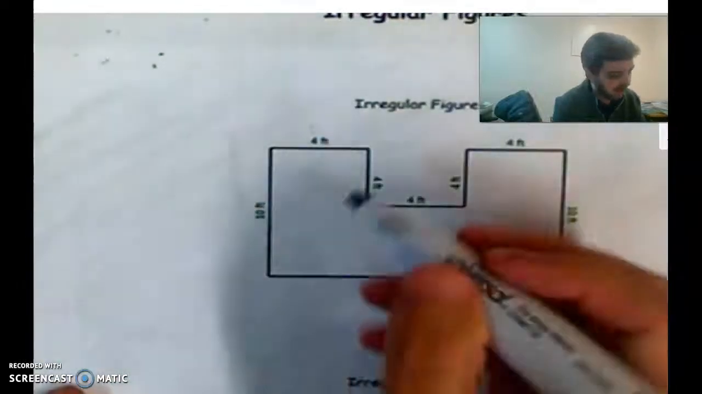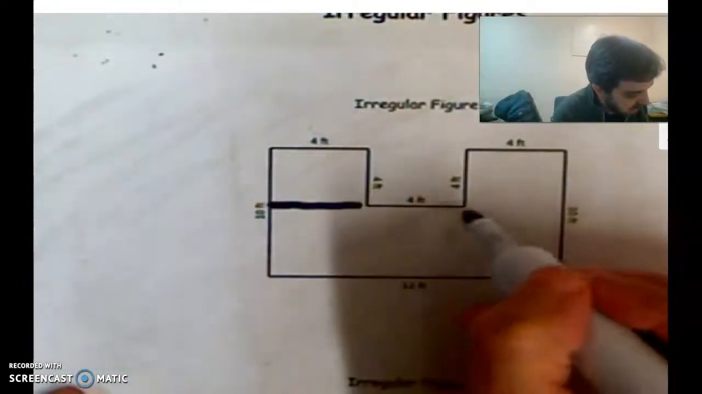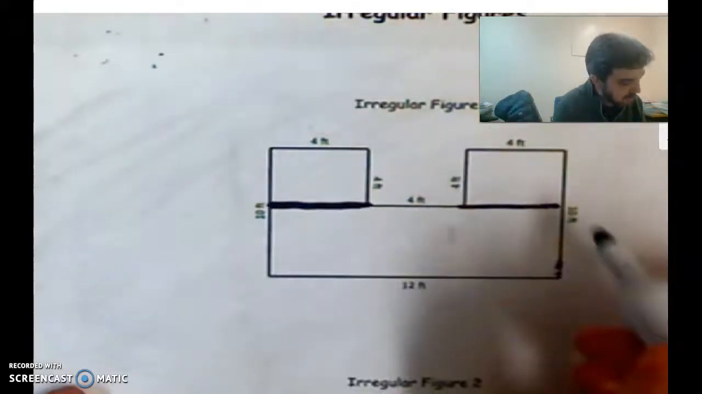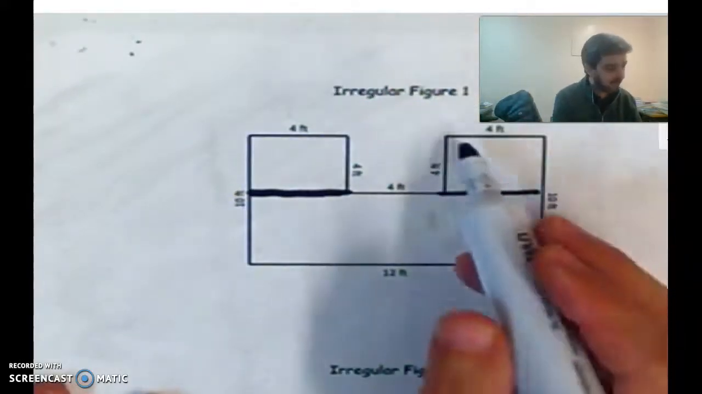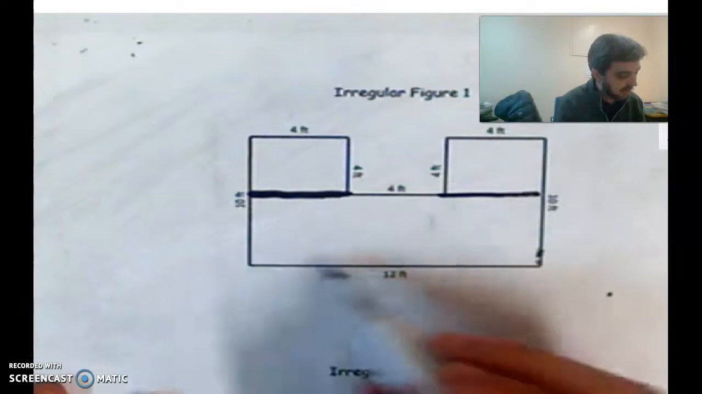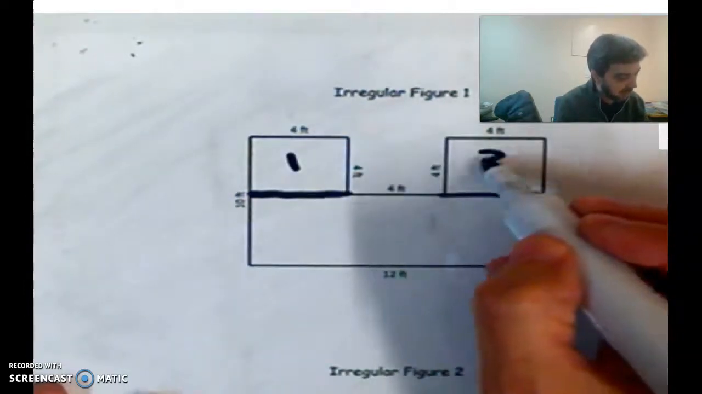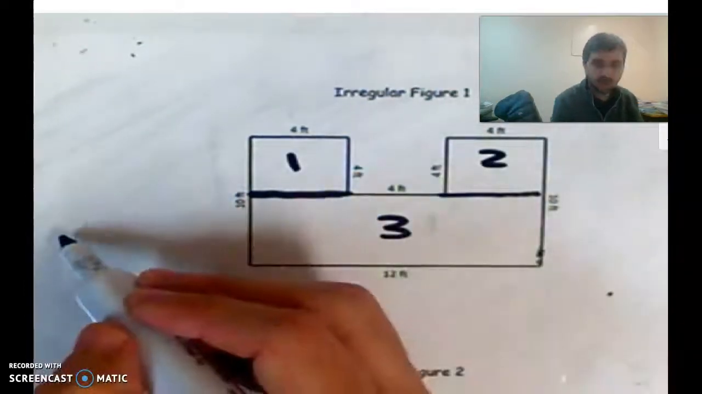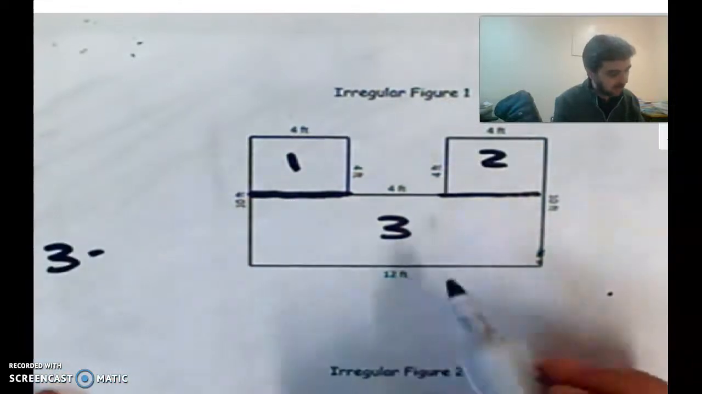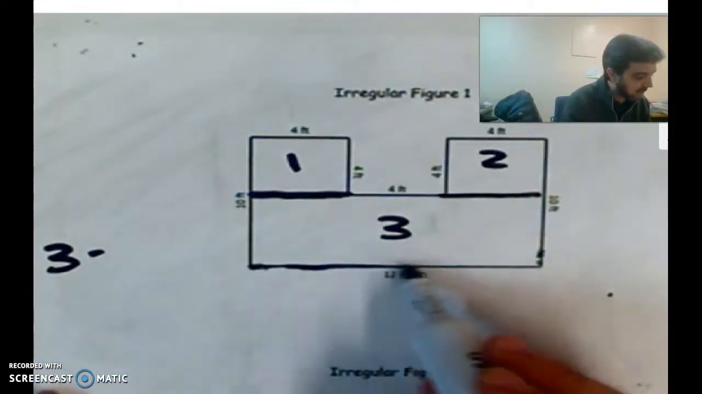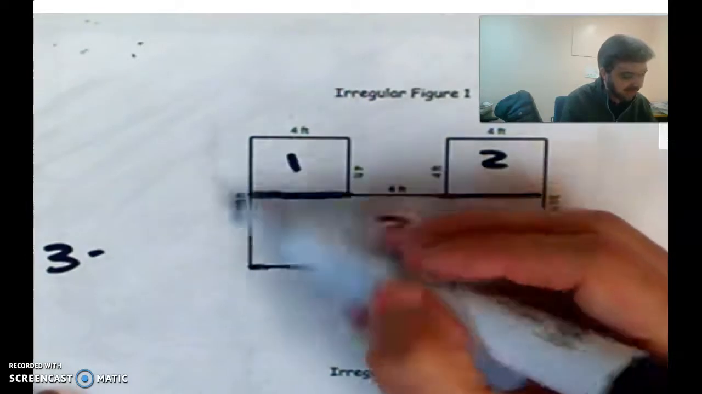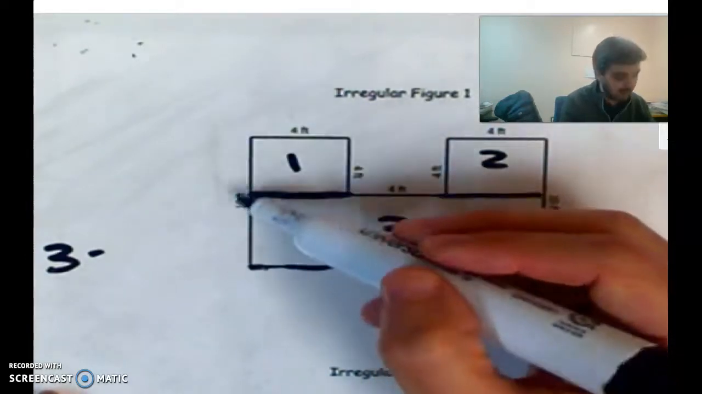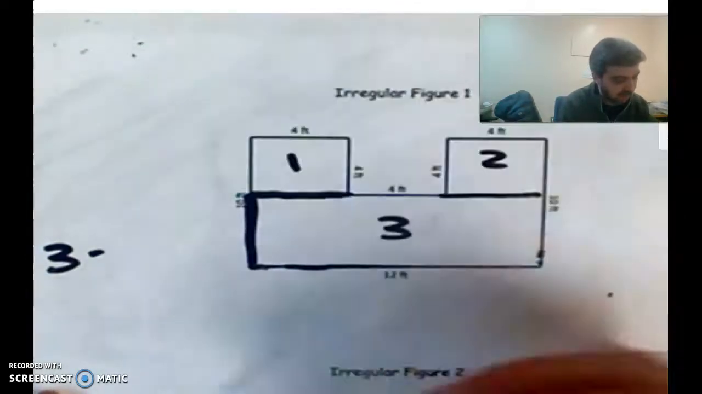You might have gone this way, across. So you've got one big rectangle and 2 little rectangles. So you've got 1, 2, 3. I'm going to do the third one first. My big one, it's got a width of 12. Now you're going to be careful, right? This is not 10. The whole thing is 10.